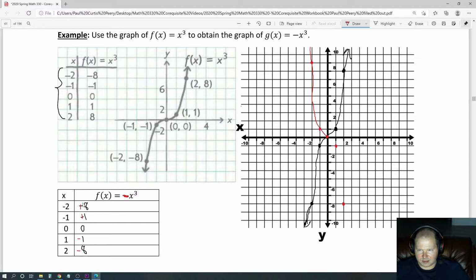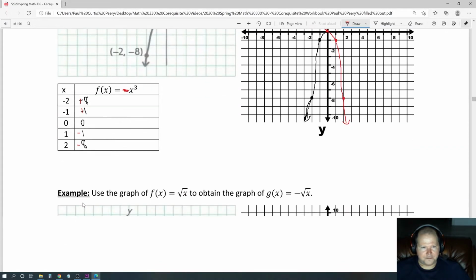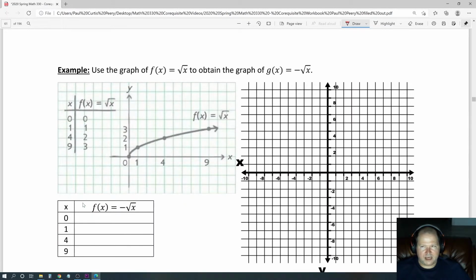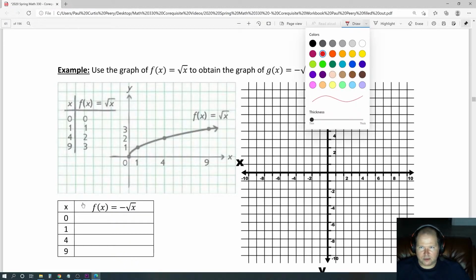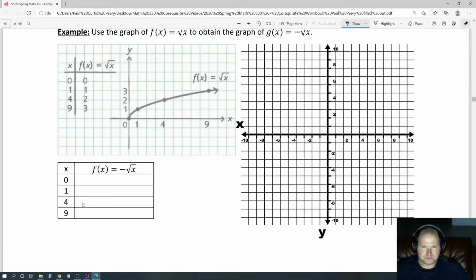I'm going to do my best. Oh dear. Something like that and that. And sure enough, we flipped it along this x-axis, right? Let's try another one. So we have the original square root function.